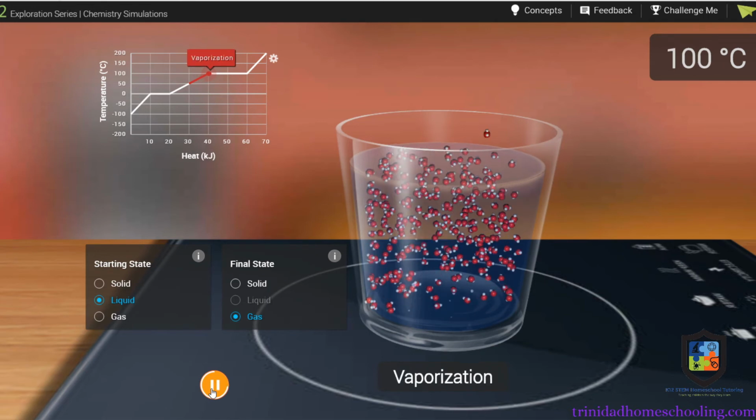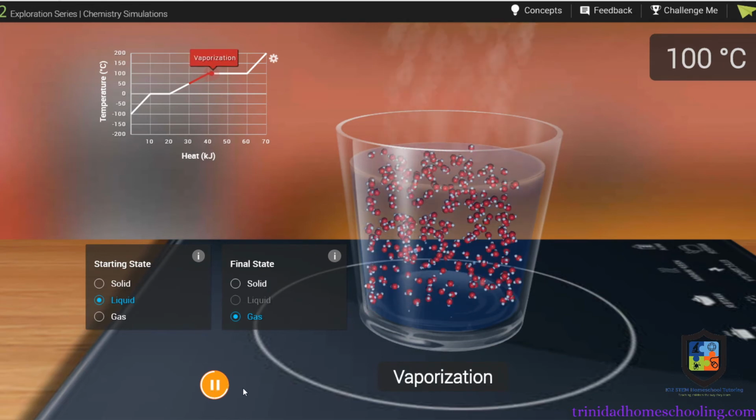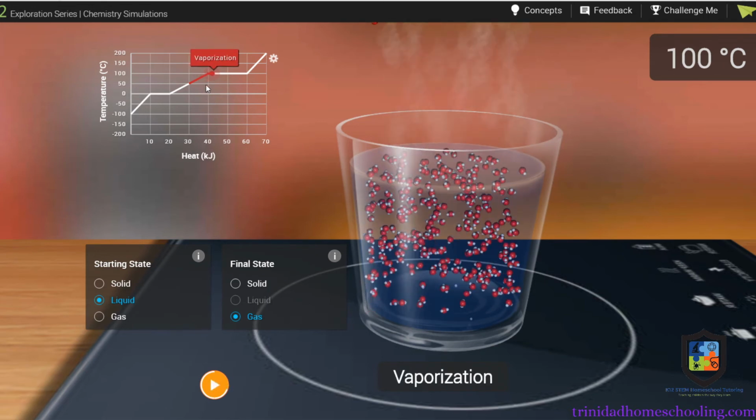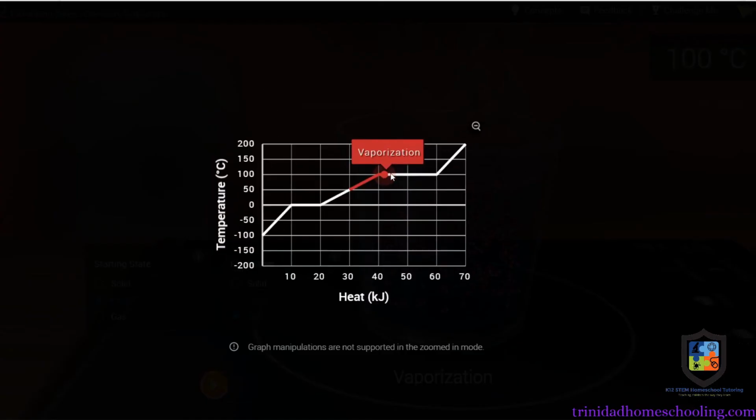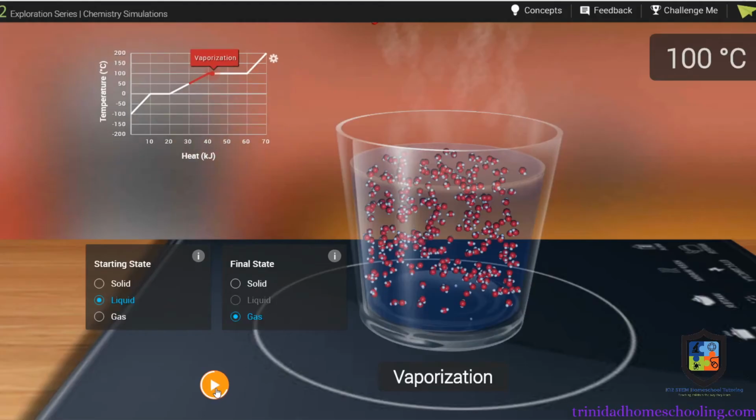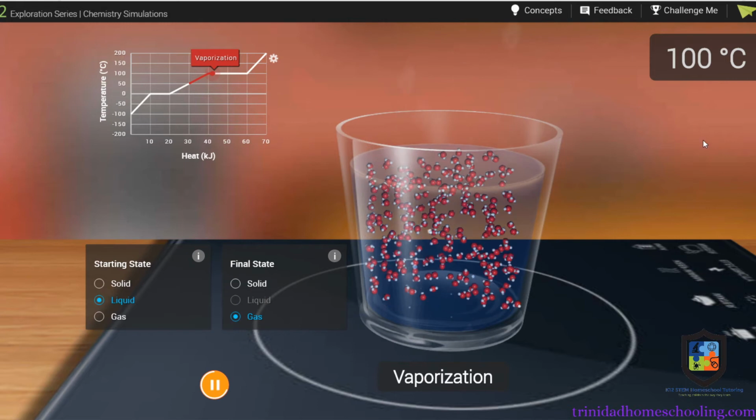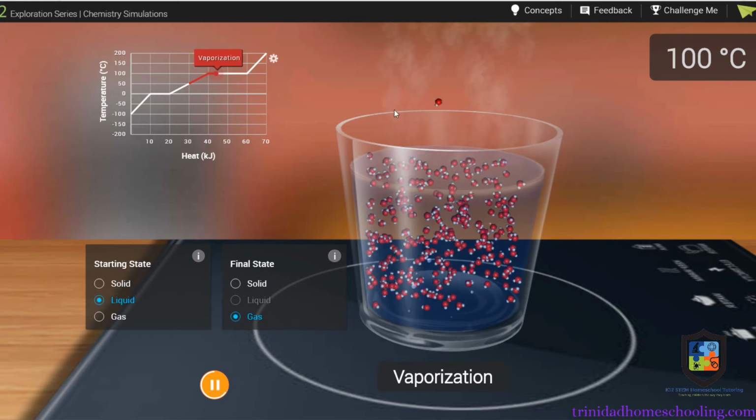Okay, so we're heating. Now we're at 100 degrees Celsius. Okay, and we are at the beginning of this flat line here and at the end of the incline, and we call what's happening here vaporization. Okay, so let's continue. It's still at 100 degrees Celsius.